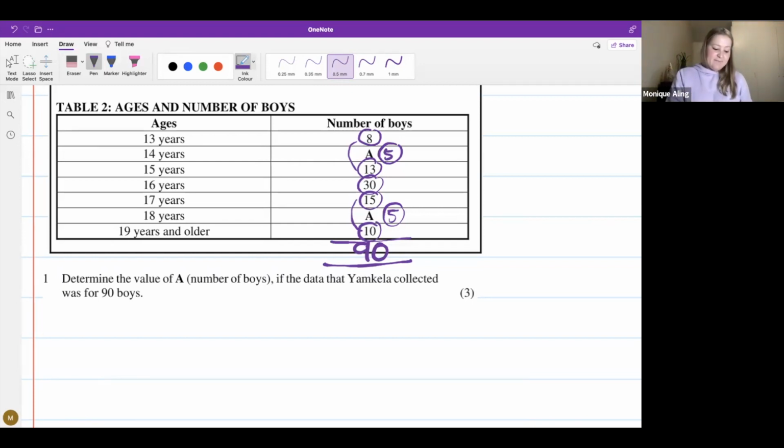Okay, so let's see. You get 76. Yes. And you say 90 minus 76. Okay, that does work out. But that doesn't tell us what A represents necessarily, because A is not equal to 5.